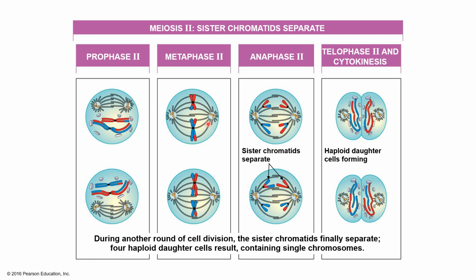We enter into metaphase 2, and that's where the spindle fibers grab onto your chromosomes and line them up in the middle of the cell. Notice how you don't have homologous pairs, and the reason why is because you've already split your homologous pairs during meiosis 1. So now the chromosomes are not going to be lined up as pairs, they're going to just line up in a single line right here down the center of the cell.